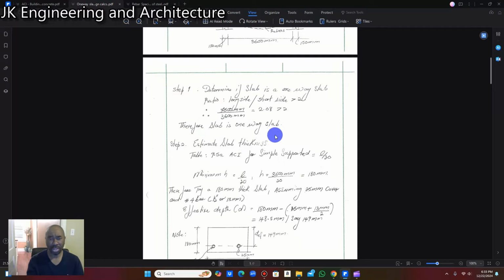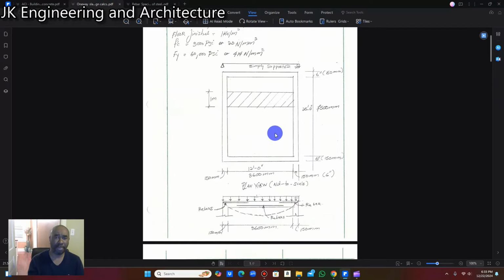To explain a little bit about a one-way slab, the bending of the slab, this sag here, is going to be in the short direction, which is the 3,600 millimeter length. It's going to bend about that length, not in the 25 feet or 7,500 millimeter direction. It's going to bend about the 3,600. So bending is going to take place here, in the short direction.